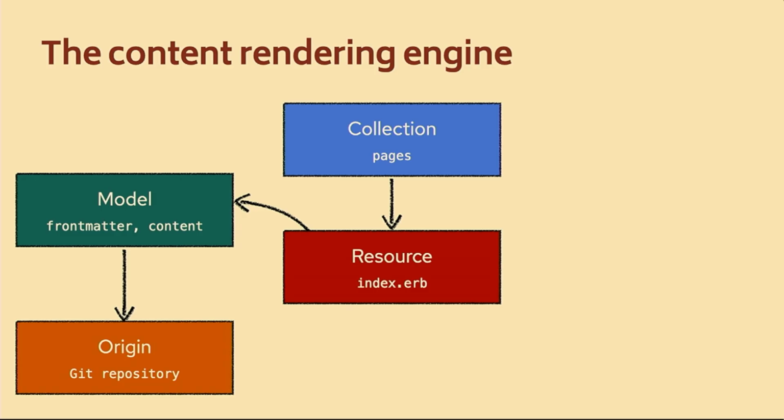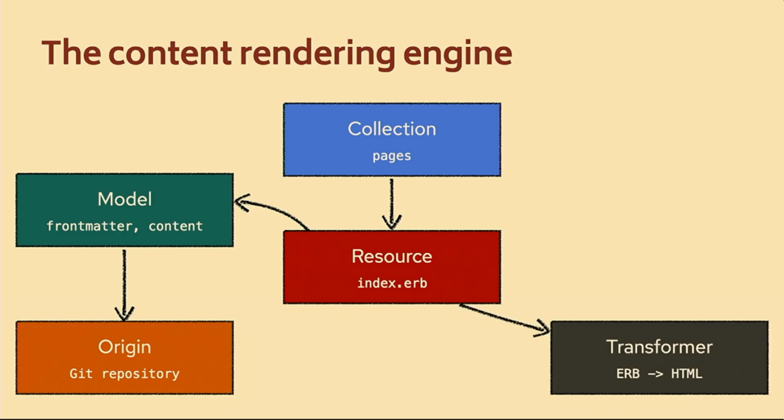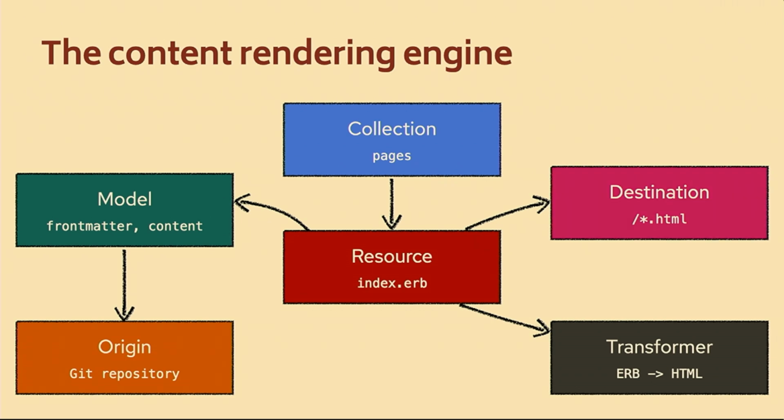On the opposite end of the pipeline, you have a transformer, which is responsible for transforming the resource's source format to the destination format, in this case just ERB to HTML. And finally, you have the destination, which is literally the file path to which your resource is written. This, I think, is just really good usage of the single responsibility principle, because we've broken down every bit of the pipeline into just logical units that do one thing really well.